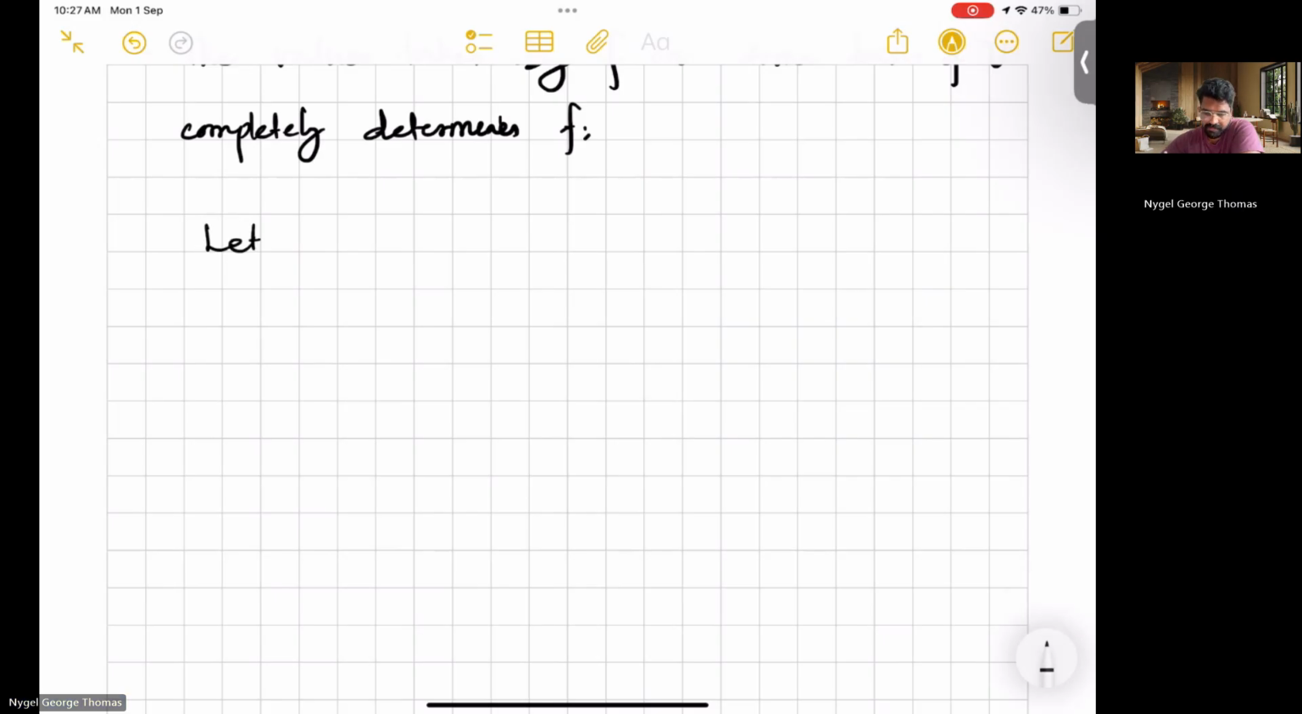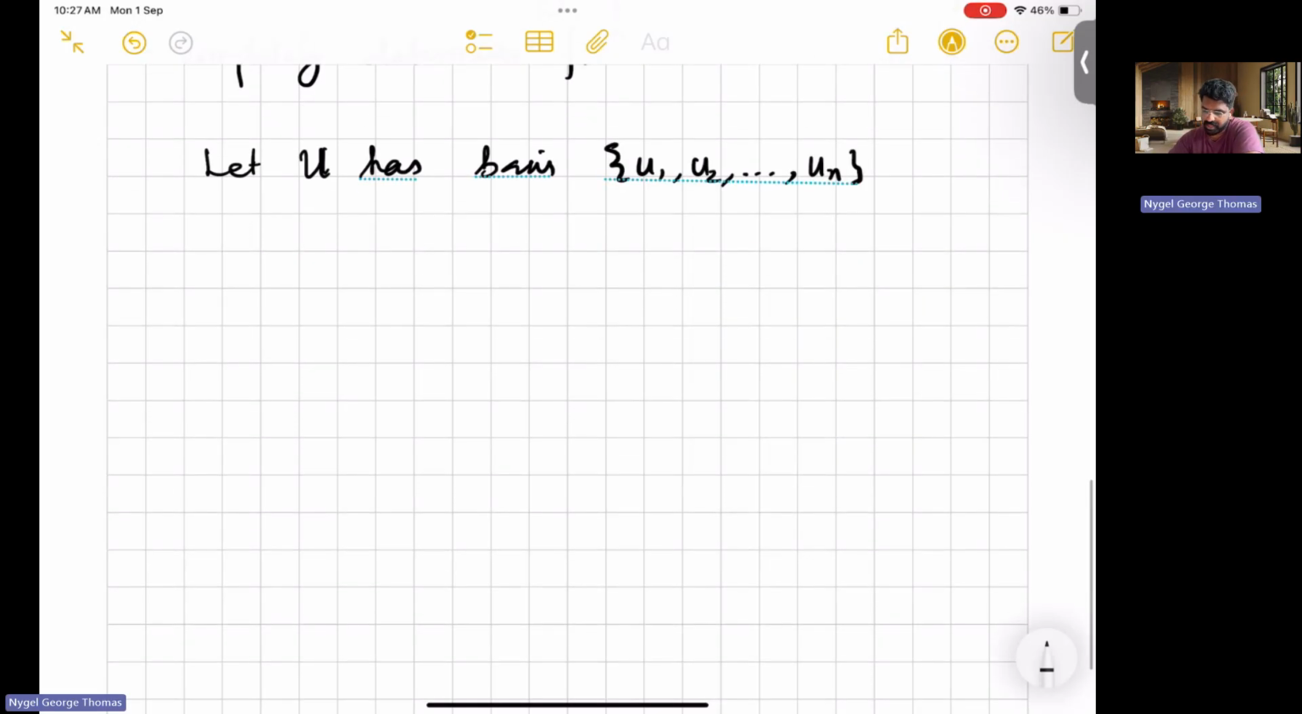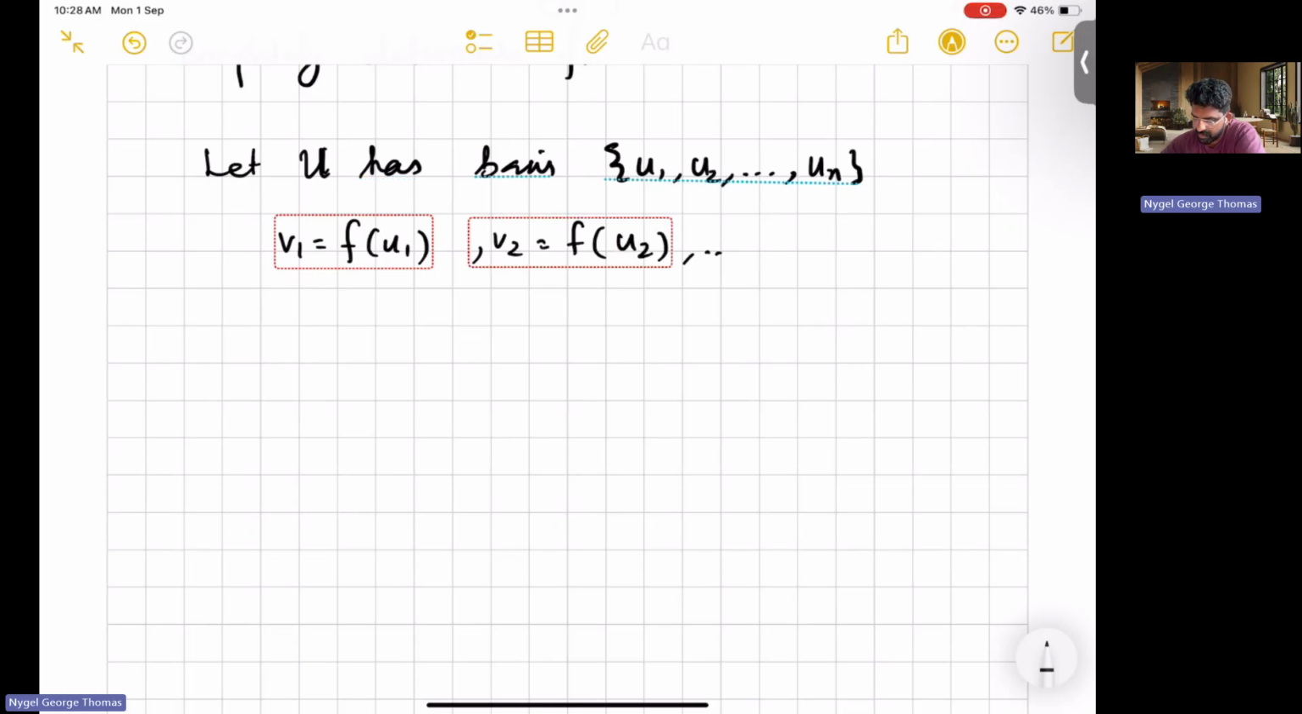Let the vector space U have basis U1, U2, etc., Un. Remember, this basis is not unique. For a given basis, linear combinations are unique, but a vector space may have multiple bases. And we have the linear transformation where V1 is equal to f of U1, V2 is equal to f of U2, etc., and Vn is equal to f of Un.